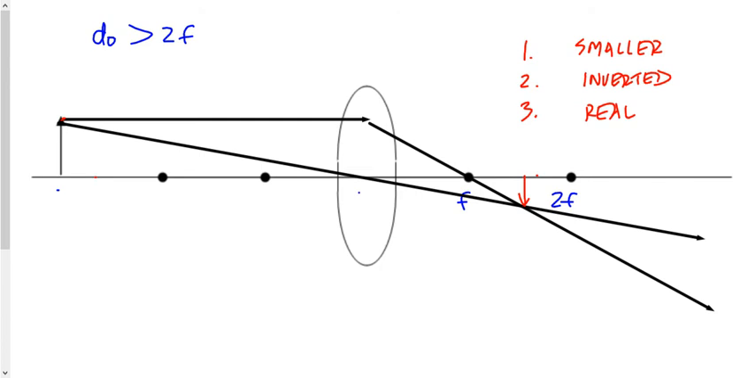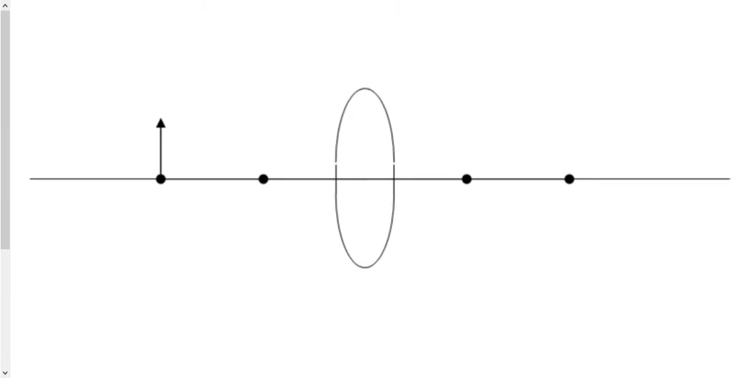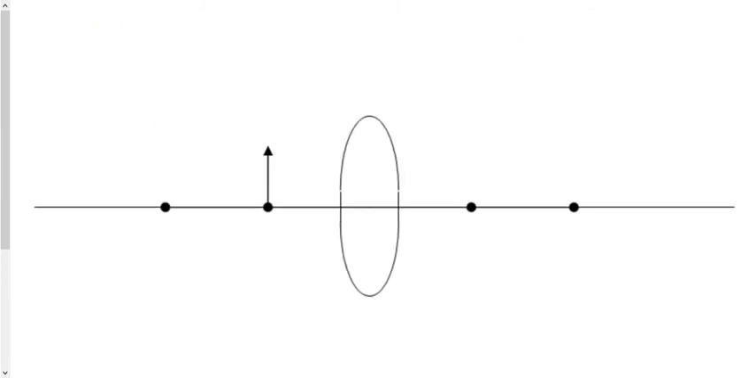That's an image, but we call that a virtual image because it can't be projected onto a screen. When we draw a ray diagram, we know we have a real image when solid lines intersect. It's a virtual image when dotted lines intersect. So this one is smaller, inverted, and real. Let's skip forward a couple here.